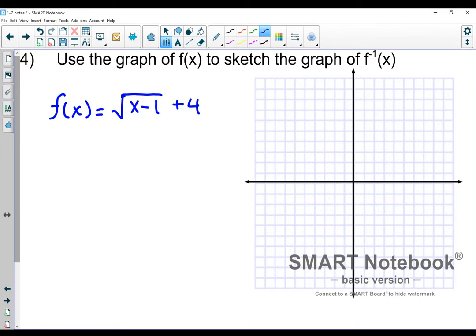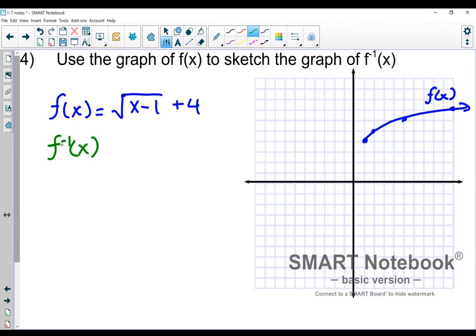So that would mean that I would start it at 1, 4. It's almost like having a vertex. And if I am graphing a square root, I can graph half of a parabola. So I can do a 1, 3, 5, 7. So there's my square root. There's my f of x. So now I want to graph my inverse.